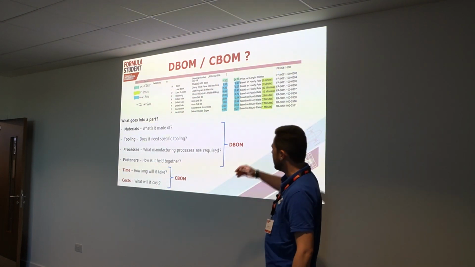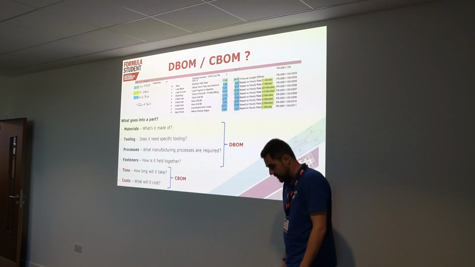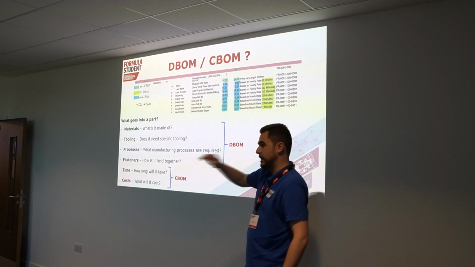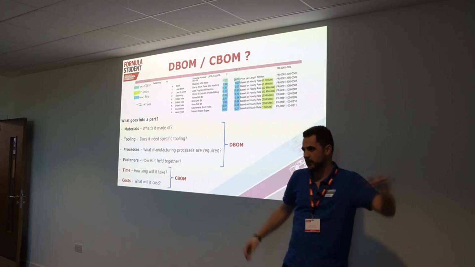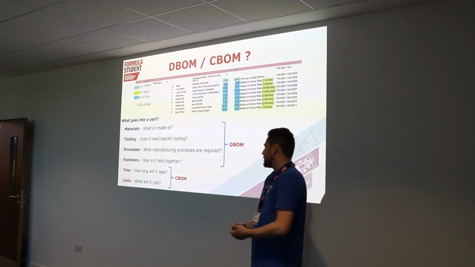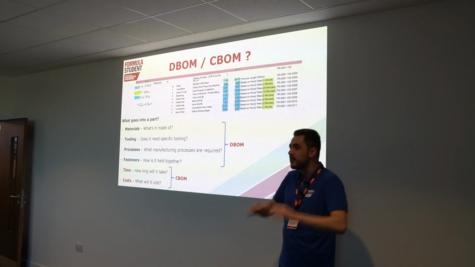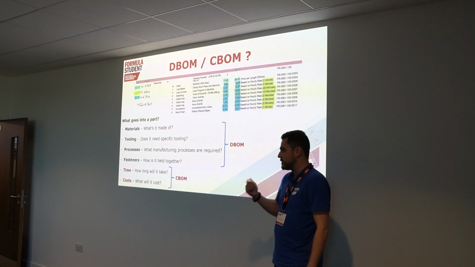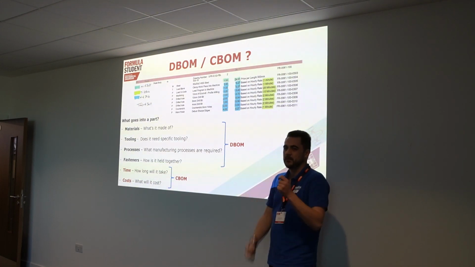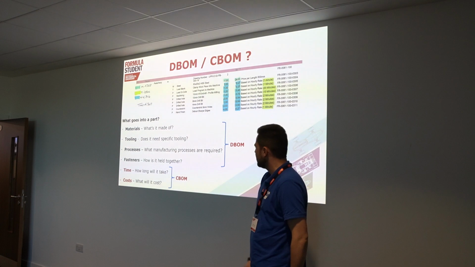And processes are, and we'll go through an example more in depth in a minute. How did you get from that piece of steel to that upright, or whatever it is you're manufacturing? Fasteners, nuts, bolts, washers, make sure everything's in there. A cable tie needs to be costed. Please make sure you've costed your cable ties, because I will check.